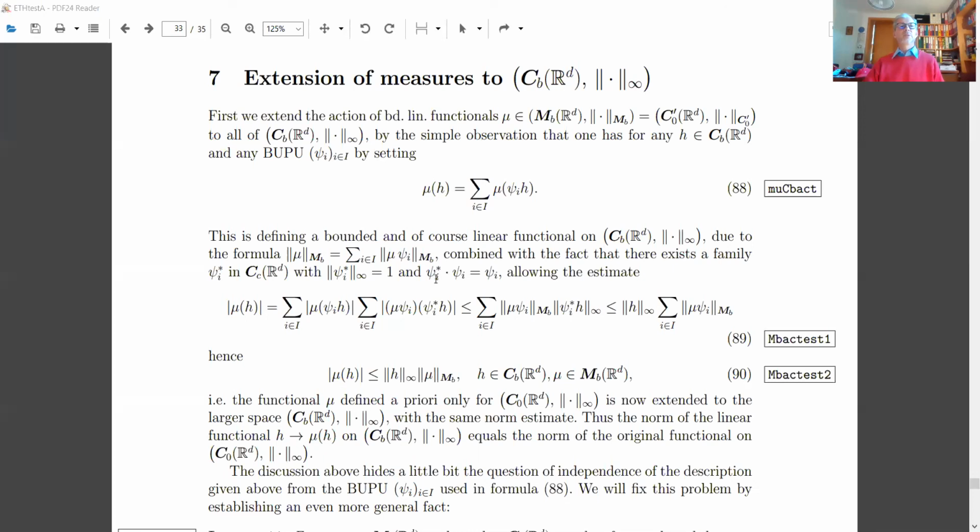So how can you estimate the action of mu psi_i on the function psi_i h if it's given by this? Okay, there is a less-or-equal missing in the 89.